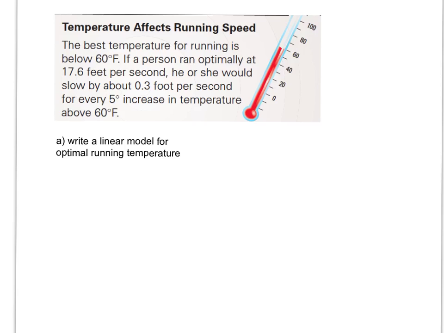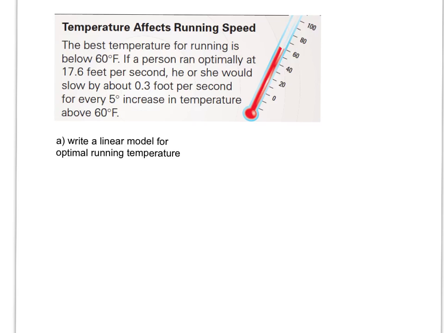If you remember earlier in the chapter when we looked at the slope intercept form, we had some logical equations that came from an initial value and then a constant rate of change that were easily written in slope intercept form. But if you look at this one, how temperature affects running speed, the best temperature for running is below 60 degrees Fahrenheit. If a person ran optimally at 17.6 feet per second, he or she would slow by about 0.3 foot per second for every 5 degrees increase in temperature above 60 degrees Fahrenheit. So in this case, we'll look at one specific value as a pace of 17.6 at a 60 degree Fahrenheit temperature. But what we want, let's try to figure out what the slope is.